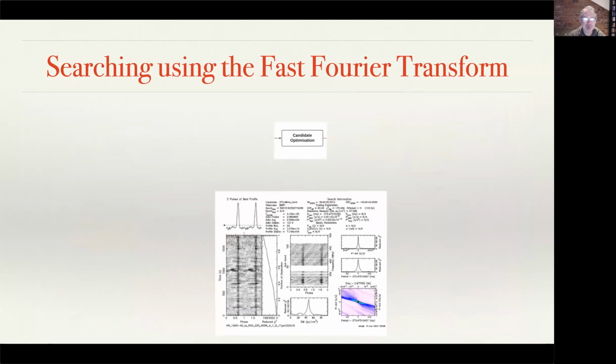So now we need to do something called candidate optimization. What that basically means is that we take the best frequency that we discovered from the Fourier spectrum and turn that into a period. And then we fold the data at that period. Remember that folding process I showed you earlier when we were talking about pulsar timing.